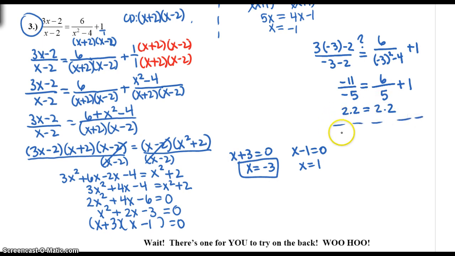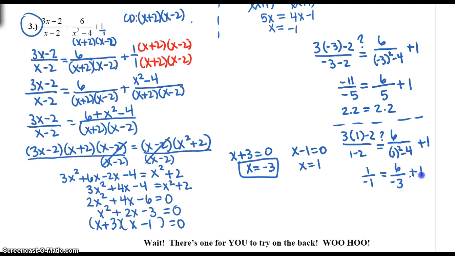Now let's check the 1. So 3 times 1 minus 2 over 1 minus 2, is that equal to 6 over 1 squared minus 4 plus 1? Well, this is 3 minus 2, which is 1, and this is 1 minus 2, which is negative 1. So 6 over, this will be 1 minus 4, which is negative 3, plus 1. So negative 1, that's negative 2. It looks like to me that this works out perfectly. So both of these are going to be a solution.